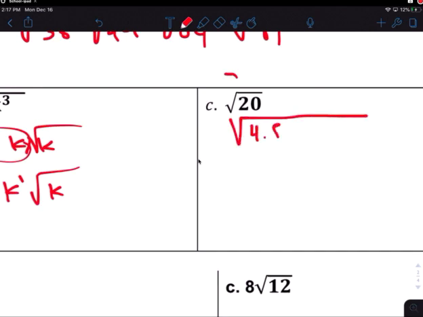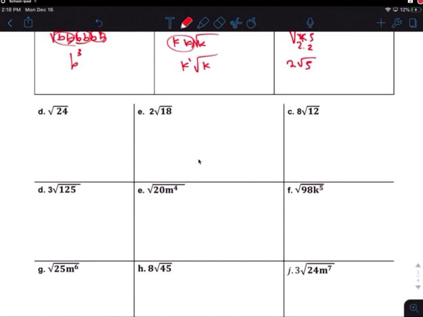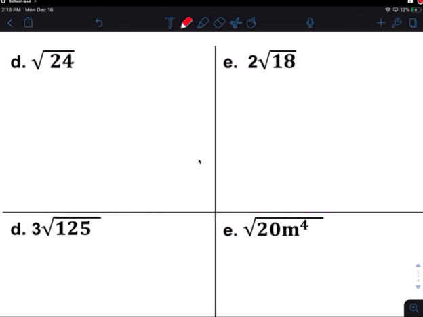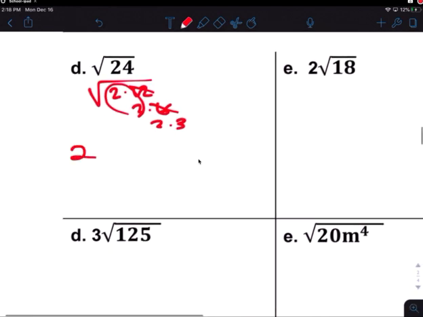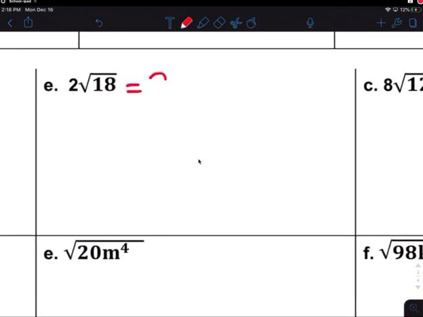Four times 5, so 2 radical 5. Okay, finish this. Square root of 24 is 2 times 12, 2 times 6, 2, and then you multiply these two together. This is equal to 2 times whatever your answer is.